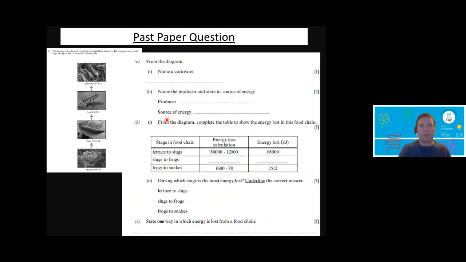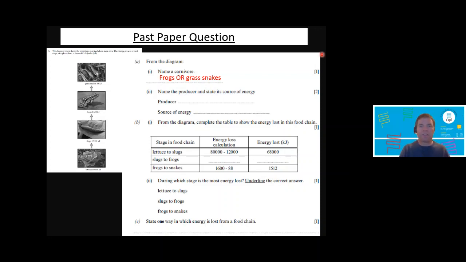So nice, simple stuff to begin with. It says from the diagram, name a carnivore. Well, you can choose there. You can pick frogs or grass snakes. As always, remember, you can always pause this and have a go yourselves, but we'll use this as a way of just gauging the type of question that's expected.